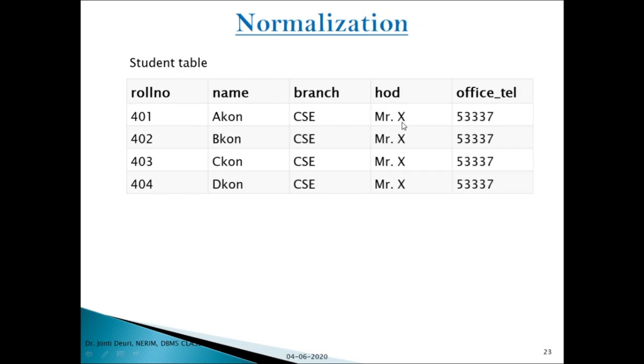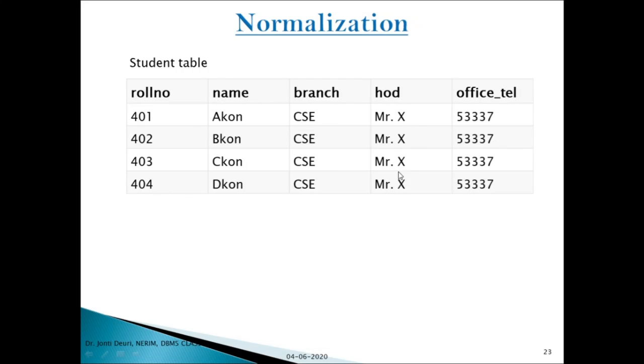Instead of Mr. X, now Mr. Y or Mr. Z, someone has come. So now you have to change the HOD's name. If it is not normalized, then in every row, this column you have to change, right? For all the students, you have to change the HOD's name.